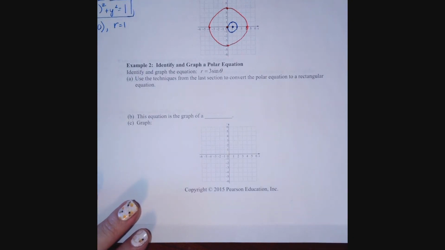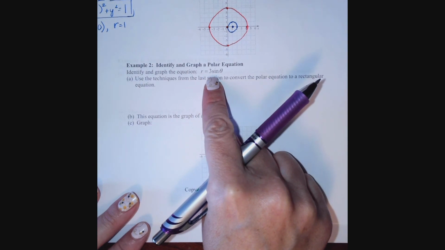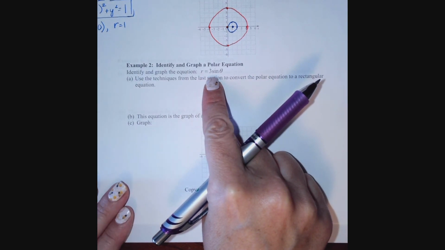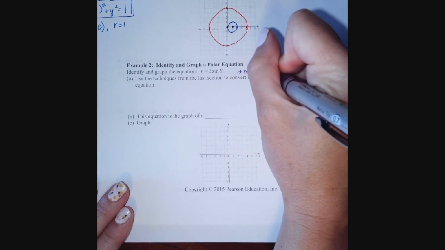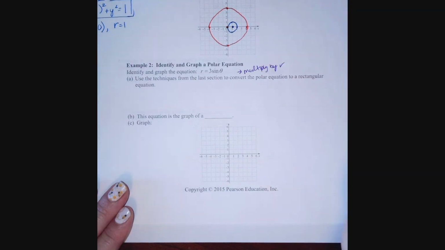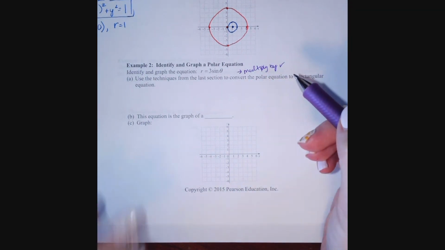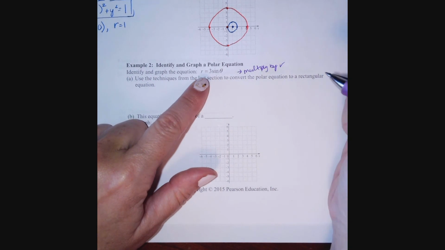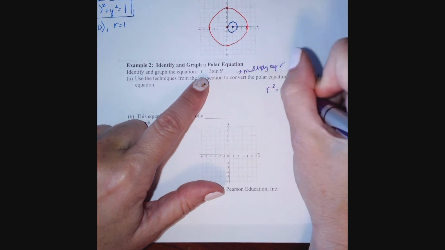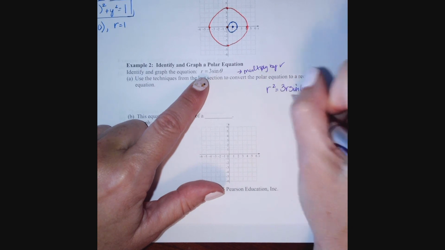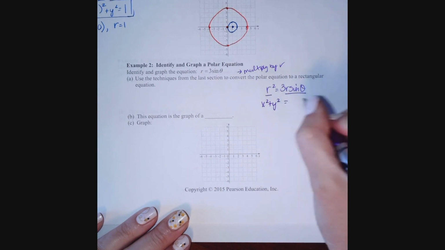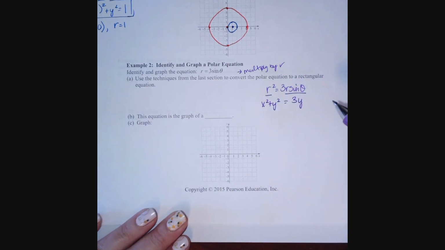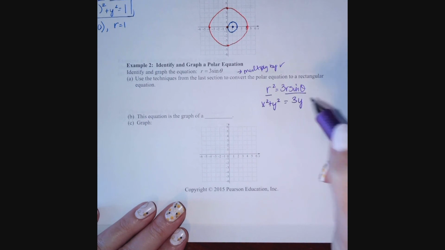Alright, let's look at this next one. We're given the equation r equals 3 sine theta. I want to put it into a rectangular equation form, so I'm going to multiply again by r, because I can see some substitutions happening if I do that. So if I multiply both sides by r, I have r squared equals 3r sine theta, and then I can do my substitutions. r squared is x squared plus y squared, and then that would be 3y, because r sine theta is y.